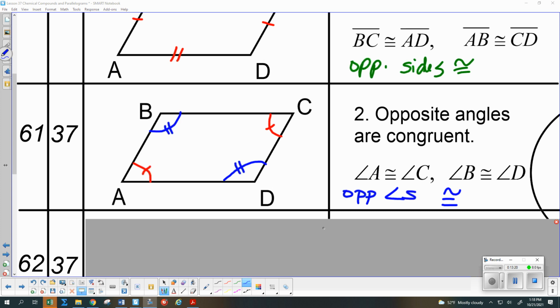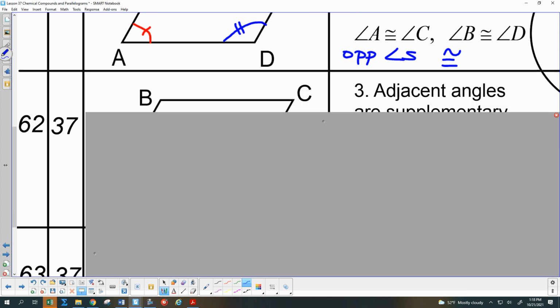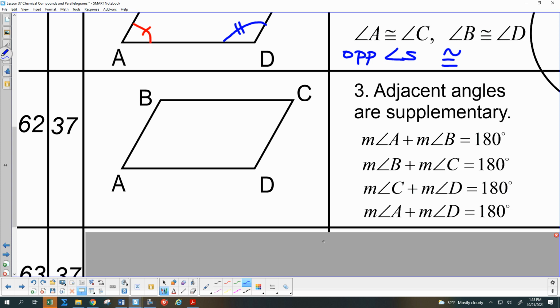You are exactly right. So adjacent angles are going to be supplementary. They are going to add up to 180 degrees, taking one of the acutes with one of the obtuses. And again, this is only if it's a parallelogram, not if it's just a regular quadrilateral of some sort. And we might label that one as adjacent angles are supplementary.